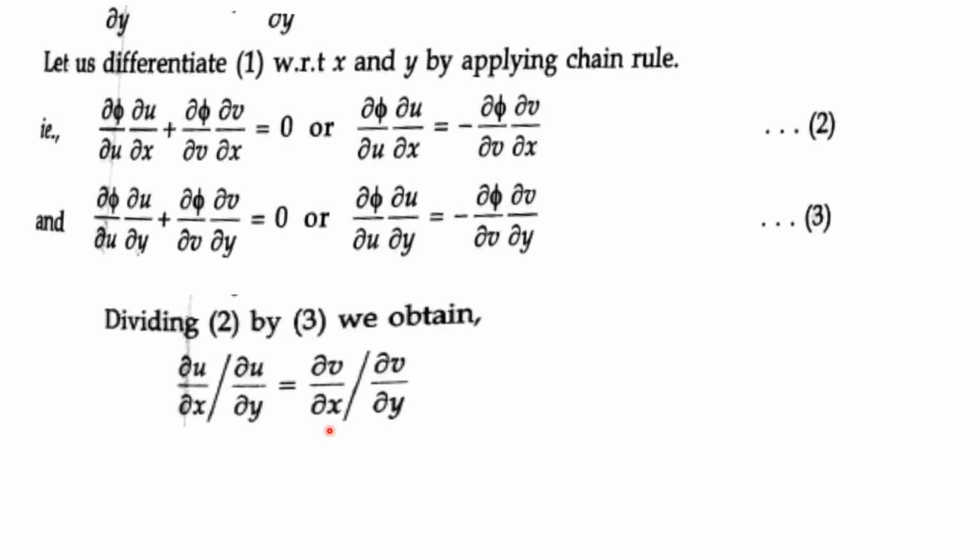Dou u by dou x by dou u by dou y equal to dou v by dou x by dou v by dou y. Rest all the terms will get cancelled. We have already found dou u by dou x, dou u by dou y, dou v by dou x and dou v by dou y. So what we have to do is we have to just substitute.